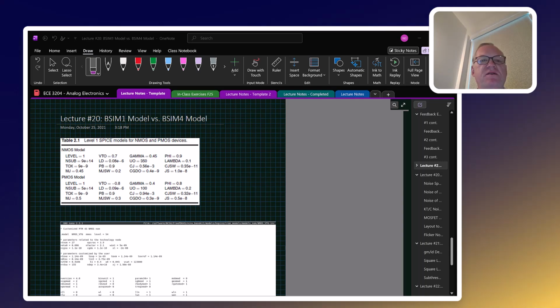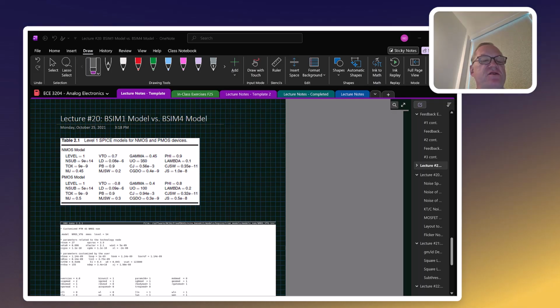Okay, today we're going to talk about a different type of design using CMOS circuits. In particular, it's going to be called the gm over ID method, which is a lookup table-based method. So the first thing we're going to do is look at the types of models we have for MOSFET transistors.